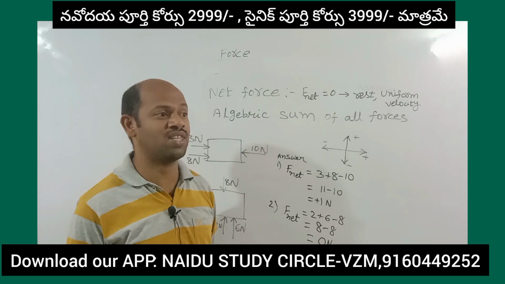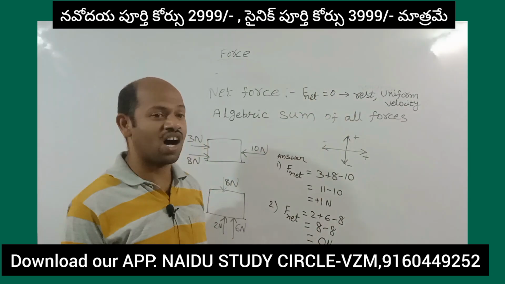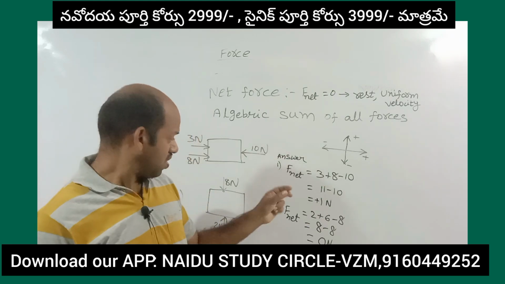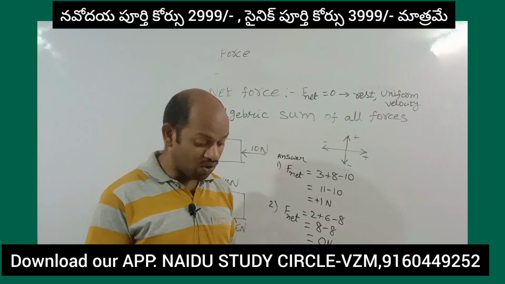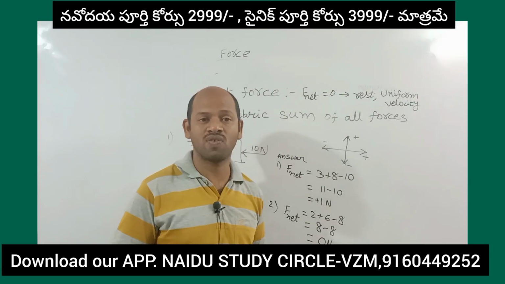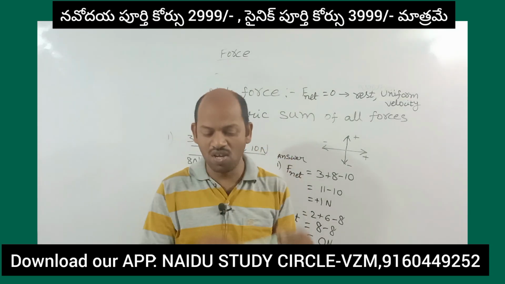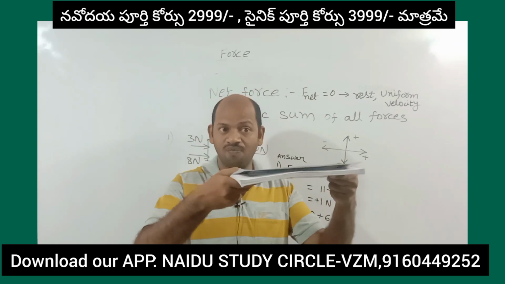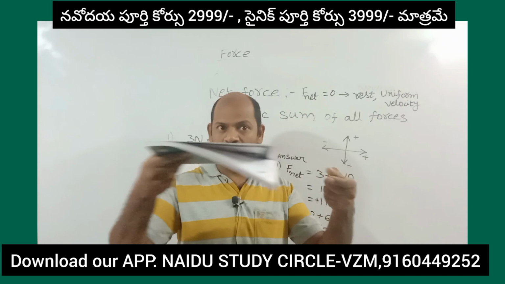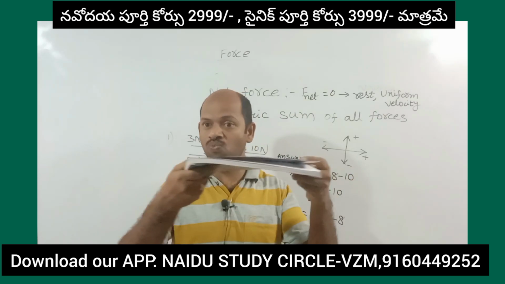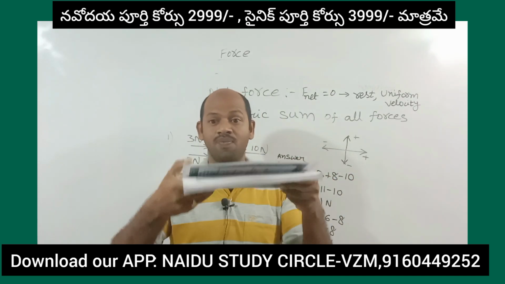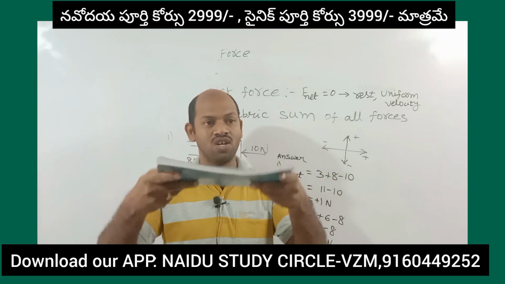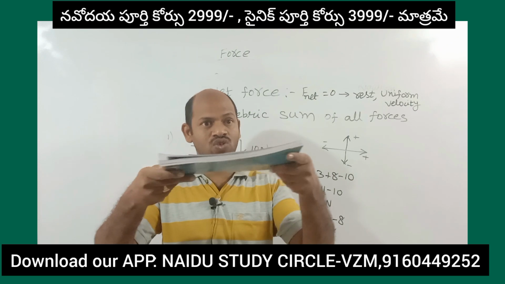Net force is zero means the object is either at rest or it is moving with uniform velocity. Understand? How can we say that? For example, I will take an object, this book only. I have applied some force. Then this book moved towards my right side. Some net force is there, some value, and it is moving in this direction.